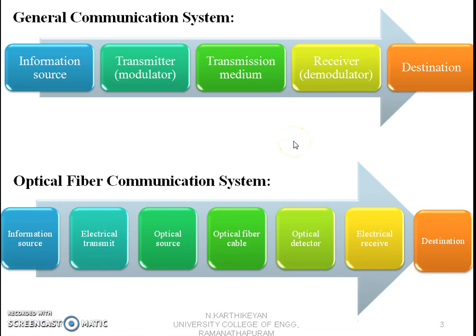The same blocks are repeated in fiber optic communication, except that the channel used here is the optical fiber cable. The transmitter section consists of the electrical transmit block, as well as the optical source. On the receiver side, it consists of the electrical receiver, and in addition to that, the optical detector. We will see briefly the optical fiber communication system blocks.